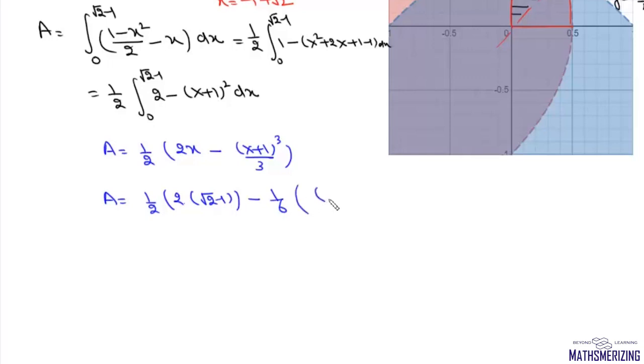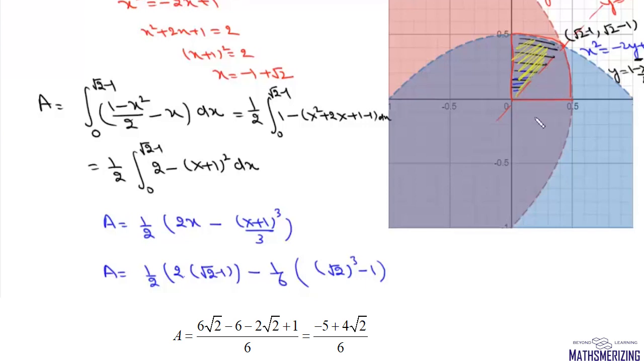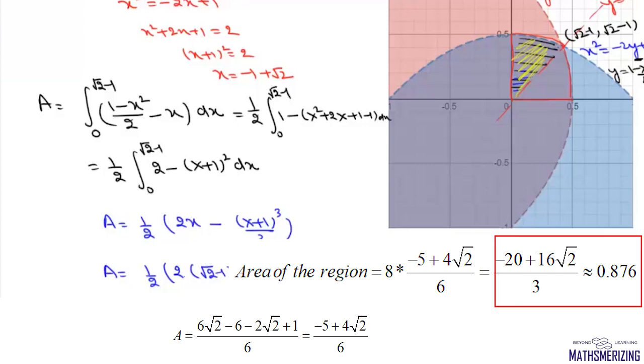If we'll put the upper limit, it will be root 2 cube minus the lower limit, which is 1. So this area will be, now we have 8 such regions. So the area of this region will be given by, and that is the answer to this question.